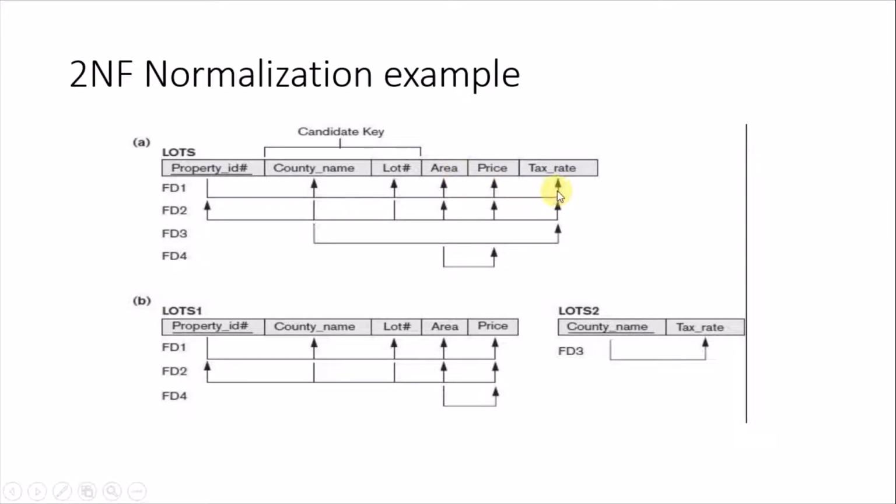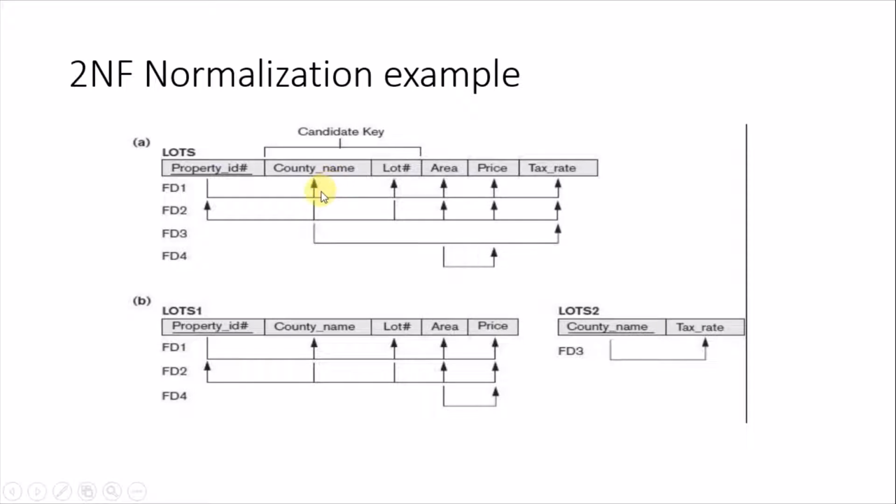Consider the third functional dependency. In the first two functional dependencies there is no problem, because every non-prime attribute is fully functionally dependent on the primary key, but not only the primary key, the candidate keys. And the third functional dependency is from county name to tax rate.